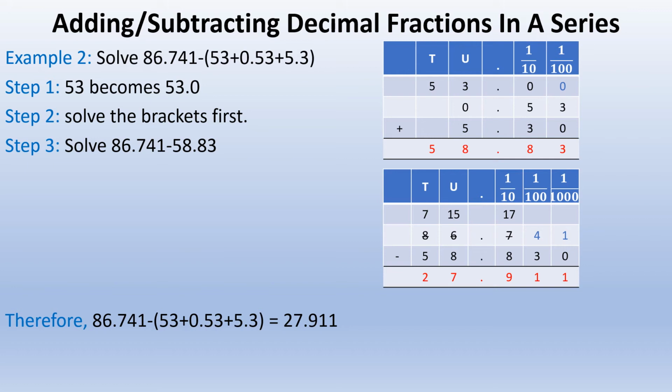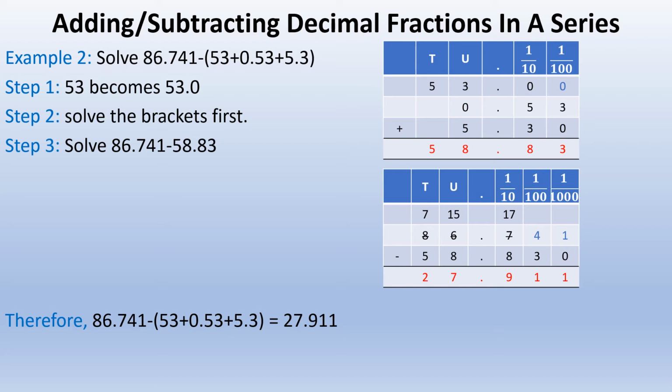We have the 86.741 waiting out there to subtract from. So you make another column, 86.741 minus 58.83. Okay, so decimal point first, and then your 6 in the units, 8 in the tens, 7 in the tenths, 4 in the hundredths, 1 in the thousandths. And then again 58.83, decimal point first. 8 in the units, 5 in the tens, 8 in the tenths, 3 in the hundredths.